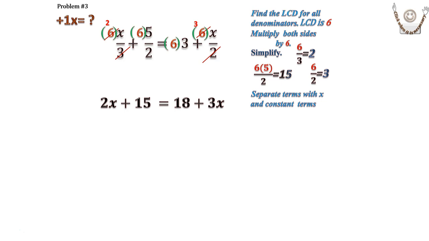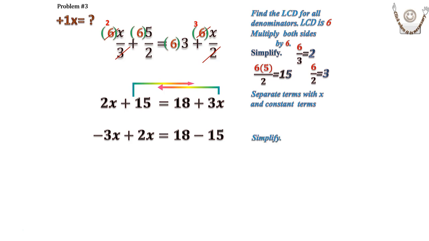Now we don't have fractions, and we need to solve for x. So let's separate terms with variables and constant terms. Positive 3x, we are moving from the right to the left, and it will be negative 3x on the left, and positive 15, we are moving from the left to the right, it will be negative 15. Next, we have to simplify because we have like terms. Let's look at the first group, negative 3x and positive 2x. We can combine, it will be negative 1x, and the second group would be positive 18 and negative 15. It will be just 3.